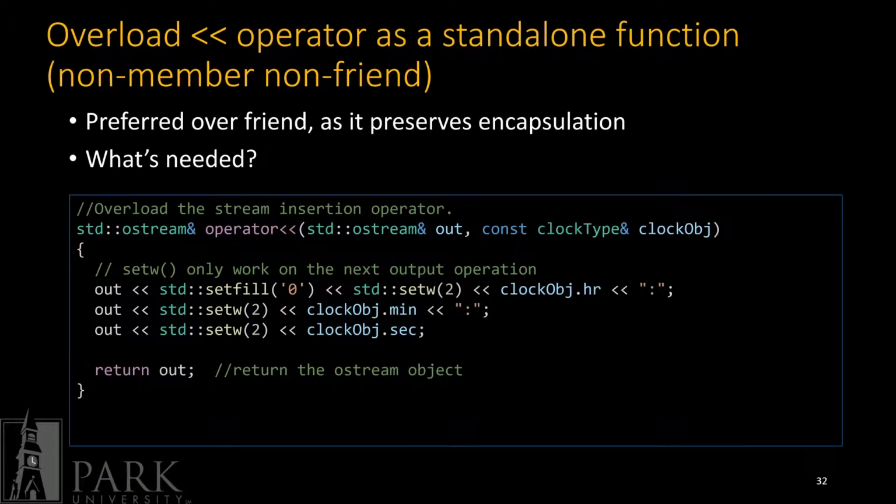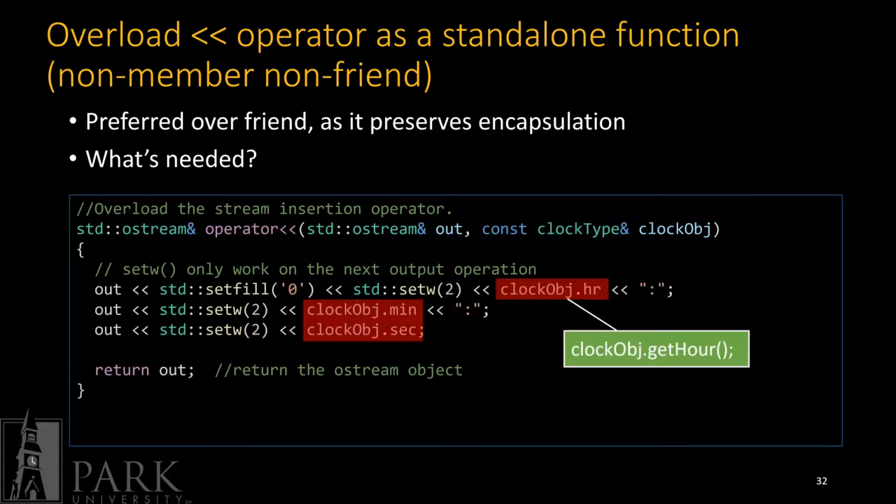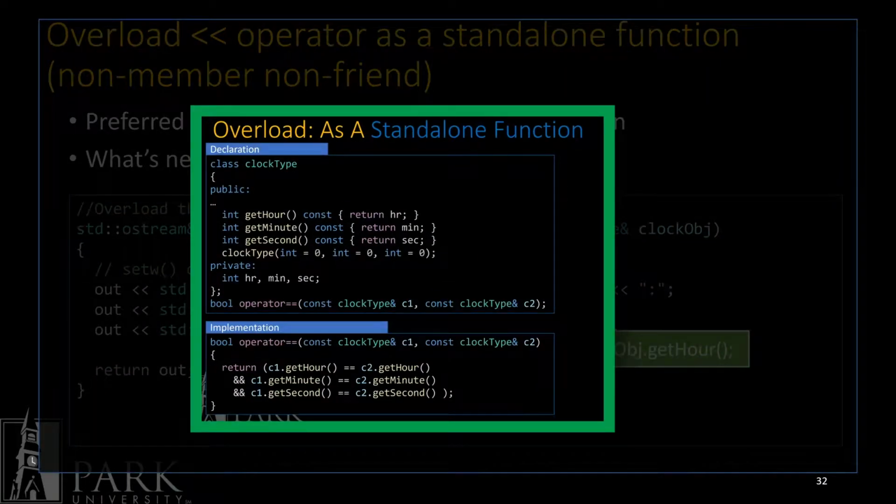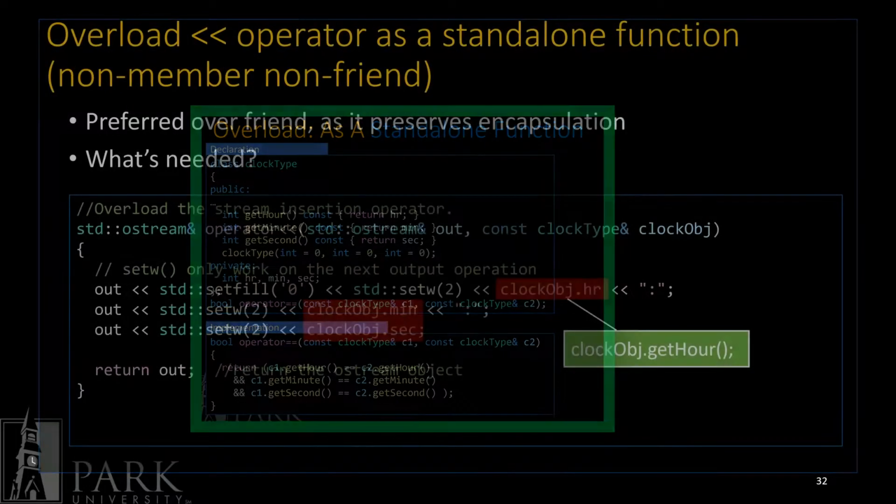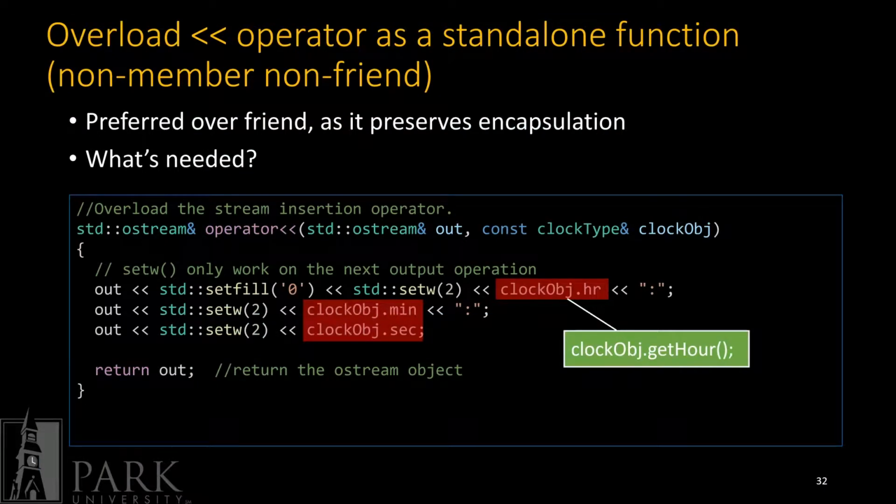Earlier we said overloading as a standalone function is a better style compared to overloading as a friend due to the breakage of encapsulation. So what do we need to do to change this into such an overload? Well, we won't be able to directly access any private data members like this. So really, all you have to do is substitute the direct access with a call to a getter function and move the function declaration out of the class. You can review the section on overloading as a standalone function earlier in the lesson if you need a refresher on how to do that.